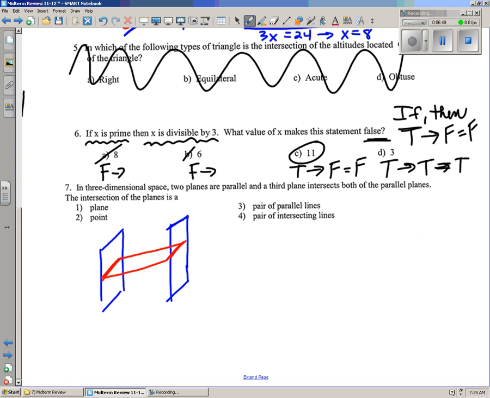Okay, there's my third plane intersecting. It intersects both of the parallel planes. The intersections are these 2 parallel lines. So a pair of parallel lines is the answer. That's the best drawing I could do. I would suggest not drawing it. I would suggest doing it out in the air.